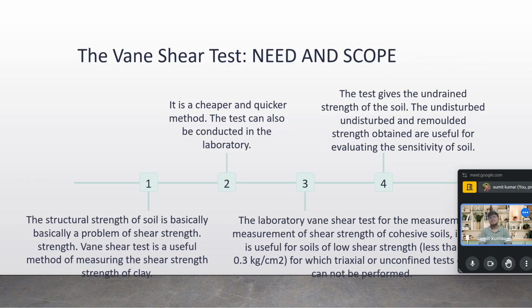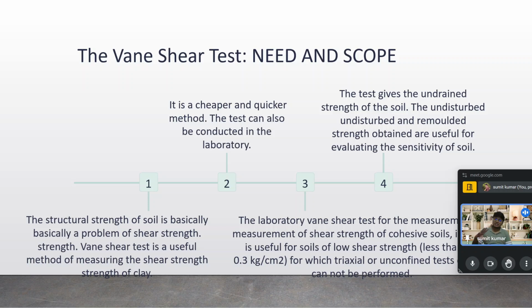So you can see in a vane test, when we perform the vane test, there must be some importance, some scope, and some requirements to perform this test. It is a cheaper and quicker method, and this test can be conducted in the laboratory. As I said earlier, this is a field as well as a laboratory test, and the structural strength of the soil is basically a problem of the shear strength test. So the vane shear test is a useful method for measuring the shear strength of clay.